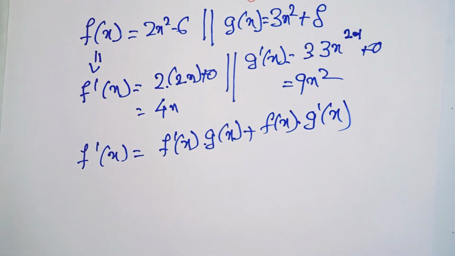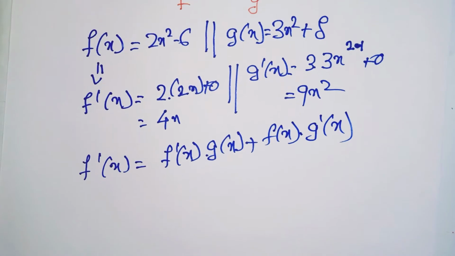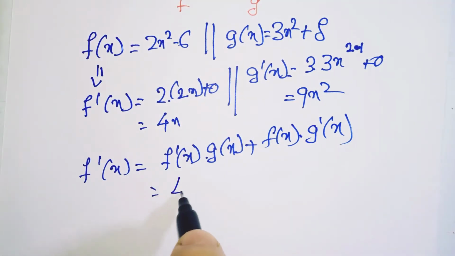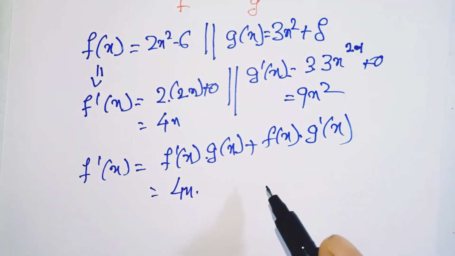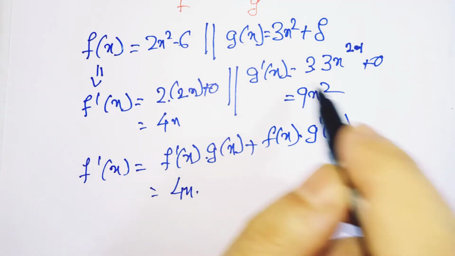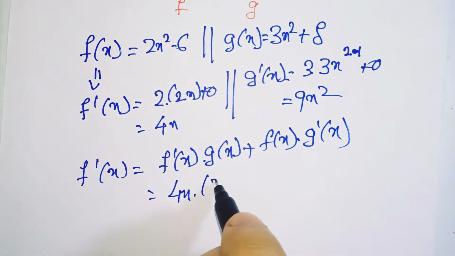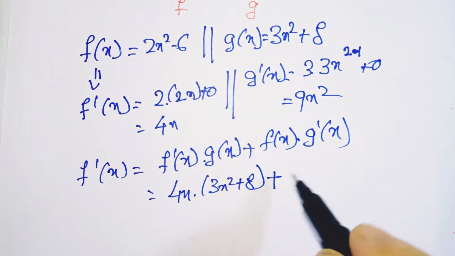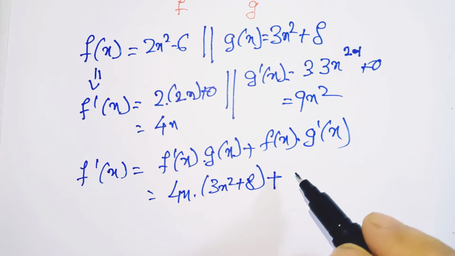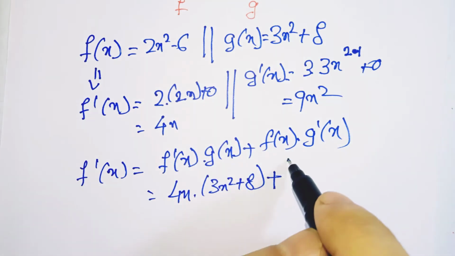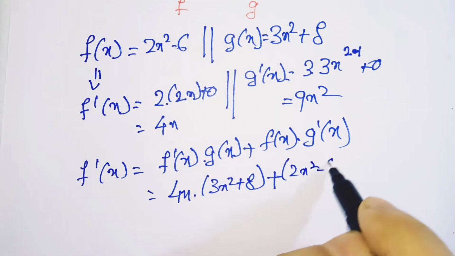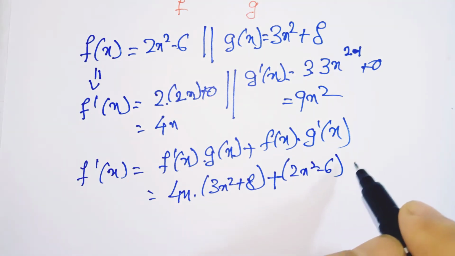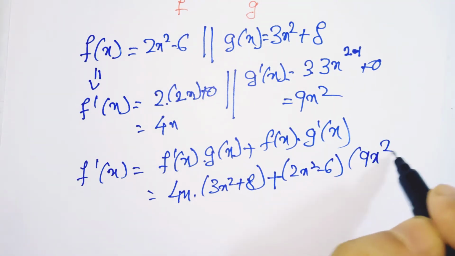So we'll just substitute the values. So f prime of x is 4x. So we get here 4x multiplied by g x. We leave the term as it is. G x is this one. So it would be 3x squared plus 8. Then we put the plus sign. Then again we write f of x, which is 2x squared minus 6. And then we calculate the g prime value. G prime of x, that would be 9x raised to the power 2.